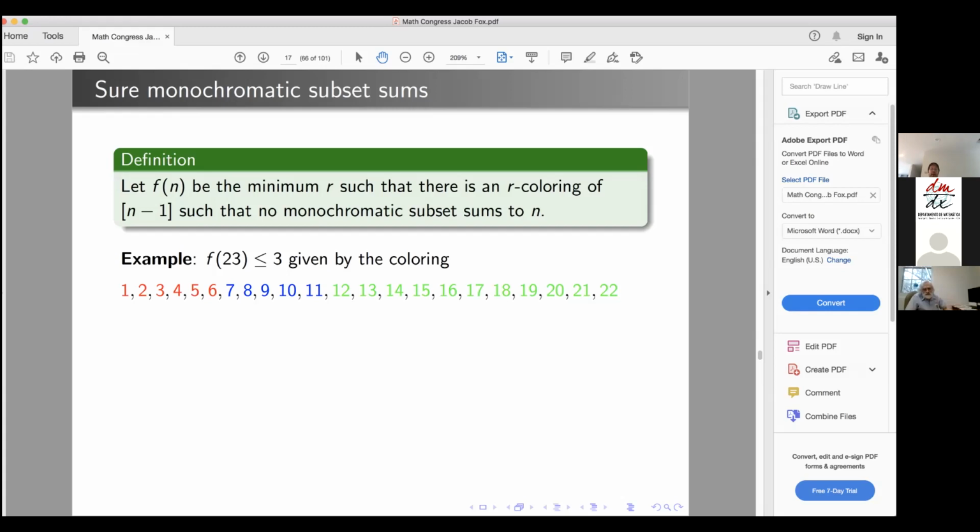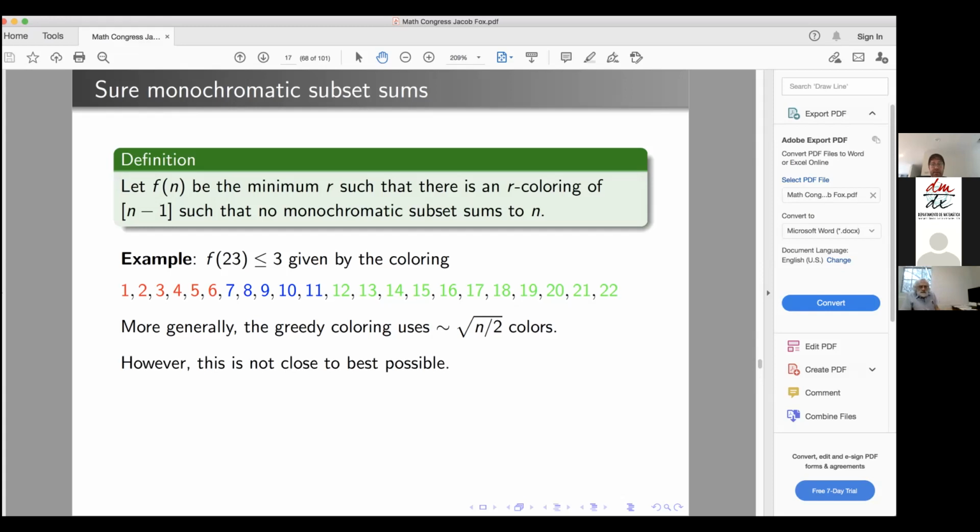This was not a very complicated coloring. This was a greedy coloring where you color each positive integer the smallest color for which you can possibly color it. And this greedy coloring uses roughly square root of n over two colors, you can check. However, this is not close to best possible. There's actually a considerably better coloring. Instead of square root of n roughly, the right exponent is a third.